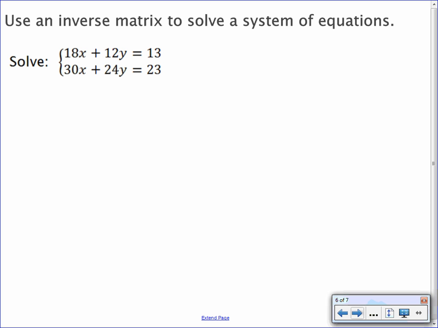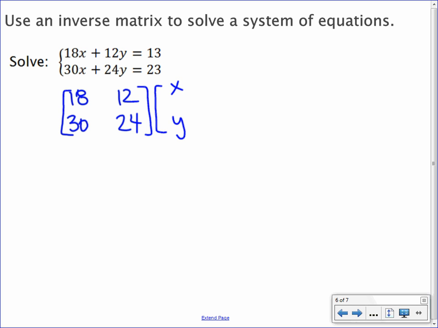Okay, now instead of making an augmented matrix, we're going to create a matrix equation where we create a matrix of the coefficients and our unknown matrix. Why did I do this? When we multiply a 2 by 2 matrix by a 2 by 1 matrix, that's possible, right? Yeah. Okay, we would take row times column, 18x plus 12y.